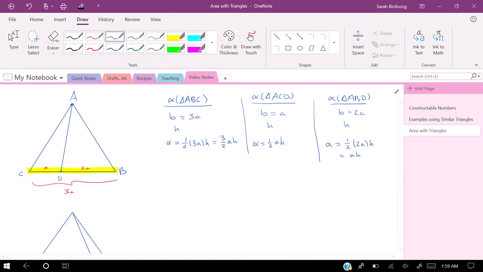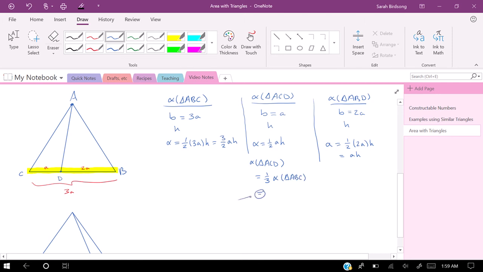Okay. Now, notice the relationship here. If we look at the bases, the base of triangle ACD is 1/3 the length of the base B to C, the length of the base of the big triangle. So I'm going to claim the following. I'm going to claim that the area of triangle ACD is exactly 1/3 of the area of triangle ABC. Now let's see if that actually works.